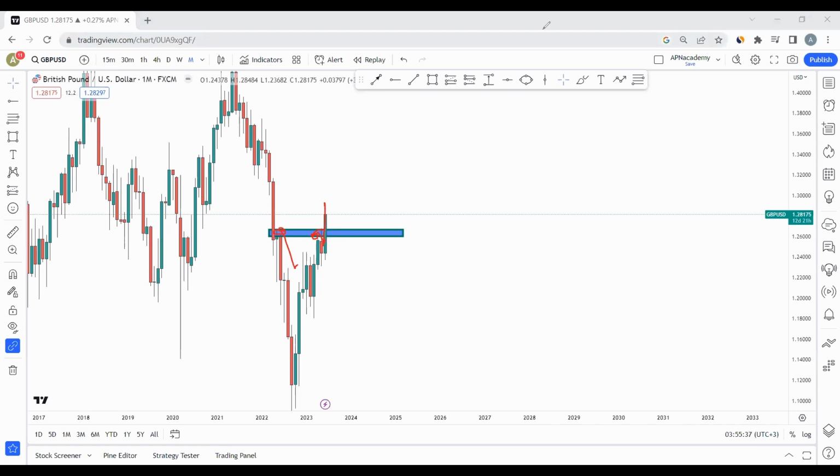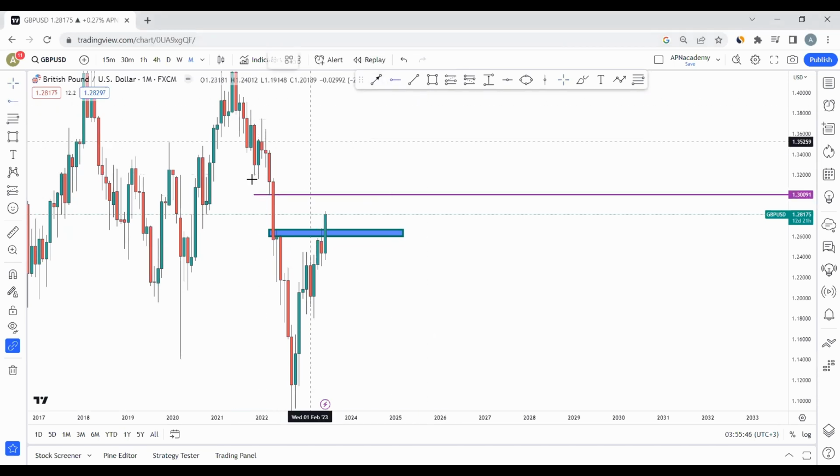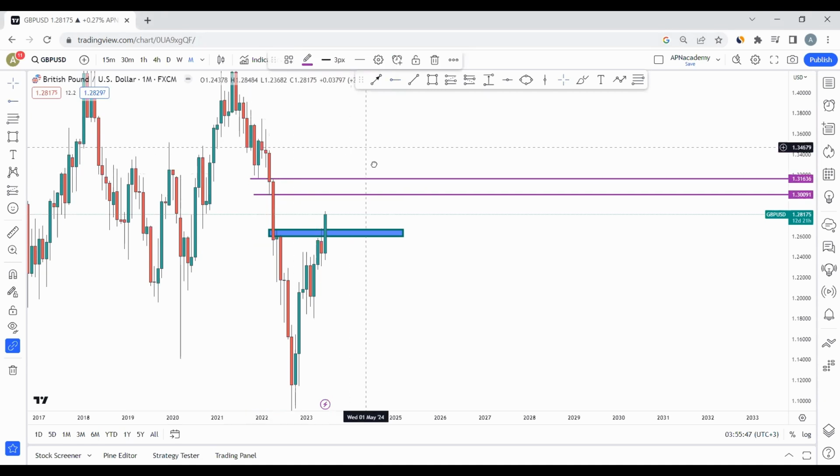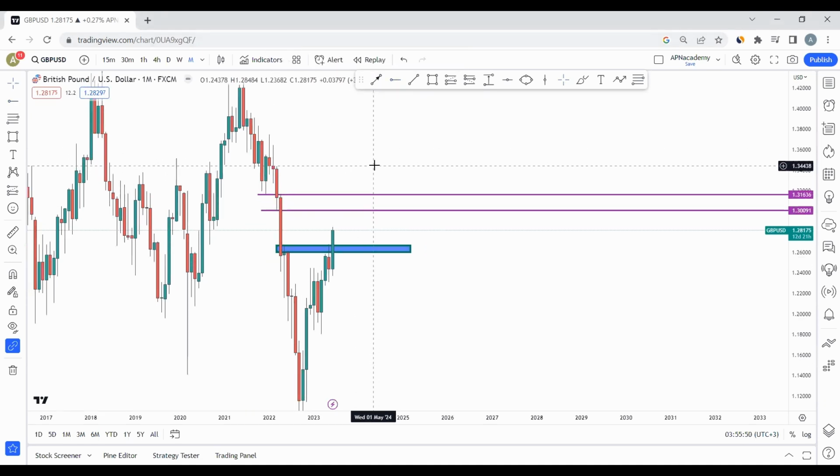Now, the question is, where is the next turning point that the market could be looking at? We have a turning point here, we have a turning point here, and also we have a turning point here. Now, someone may be wondering, why am I marking those as my turning points? And I want you to observe this.